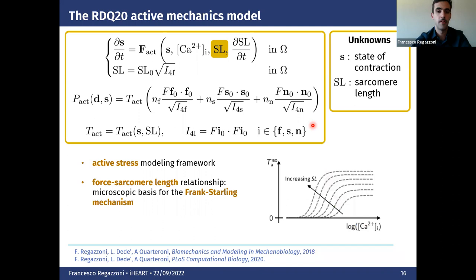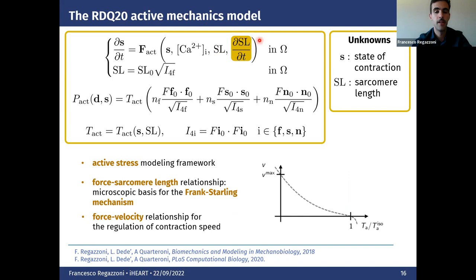In this model, we are including the dependence on the elongation of fibers, that is the microscopic basis of a regulation phenomenon that is called the Frank-Starling mechanism, and later we will go back to this. And then we also included the dependence on the shortening velocity of fibers. This kind of dependence is very often neglected in models, but we have proved that including this dependence is crucial for the reproduction of very important phenomena, such as the regulation of the contraction speed.